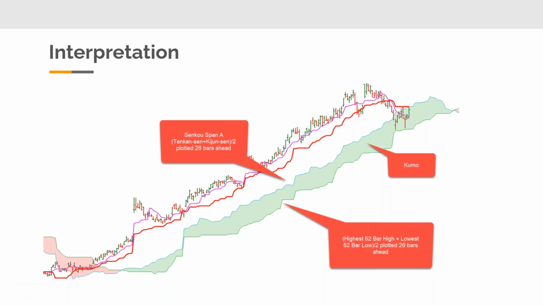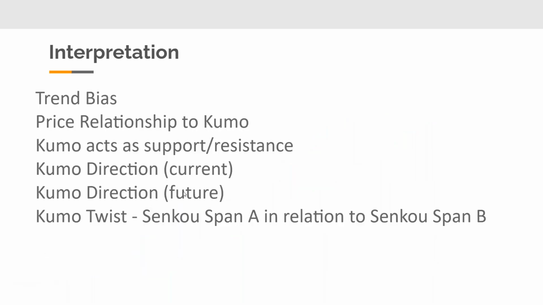Well, let me skip ahead here. We talked about trend bias. We talked about the relationship to the Kumo. The Kumo does act as support and resistance. So that's where you expect your support is. If you come back down to that level, you're going to treat that level as support until you cross under it, and then you're going to treat it as resistance. You look at the Kumo direction, like is it pointed up? That would be bullish.